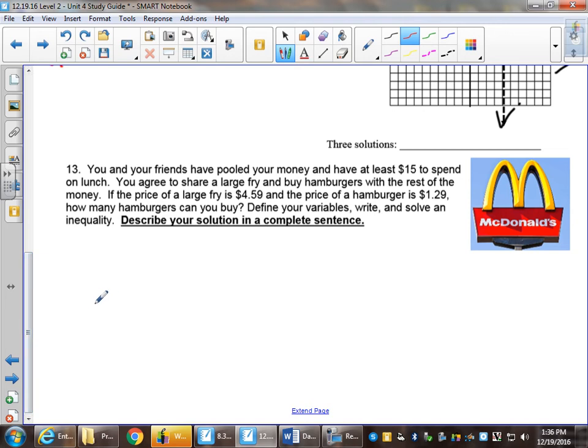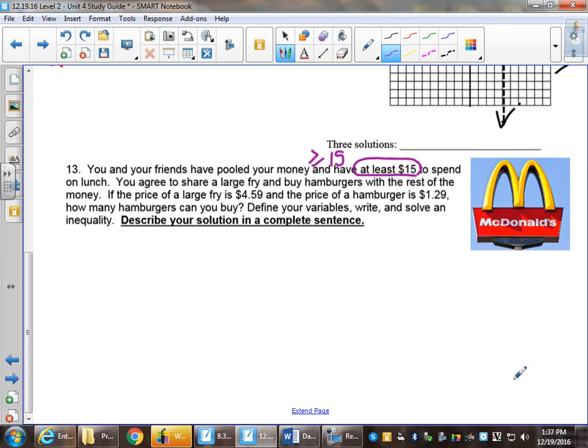Number 13, you and your friends have pooled your money and have at least $15 to spend on lunch. I'm just going to make note of that. That sounds like an important total. No charts on tomorrow's test. So you need to know that at least 15 means greater than or equal to 15. How we'll use that, I'm not sure, but I'm going to make a note of it before I keep reading.